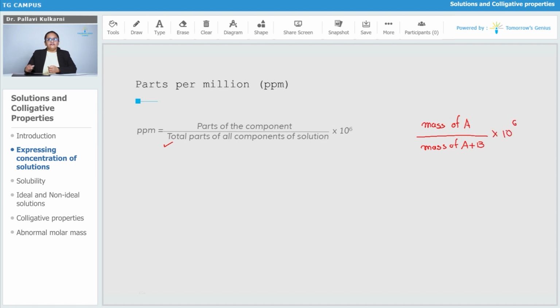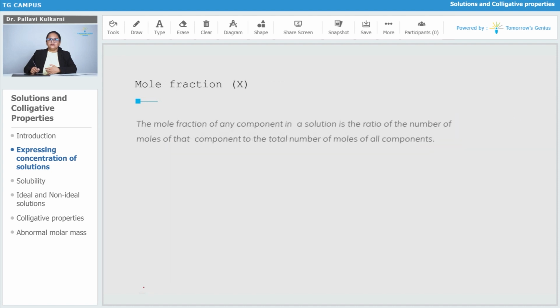So this is how we are going to express in terms of ppm, by expressing the amount of the solute as well as solvent in terms of the mass. Similarly, we can also express it in terms of volume. So in that case, it will be volume of A divided by total volume of solution, multiplied by 10 power 6. So this will be ppm. So there is no restriction to that, that is whether you are going to use the amount of solute and solvent in mass or in terms of the volume.